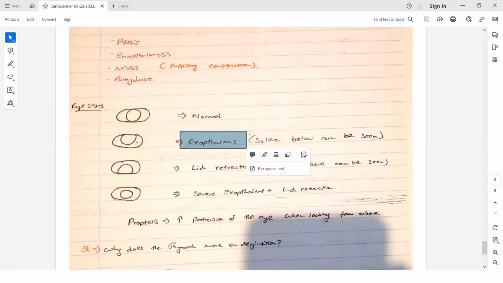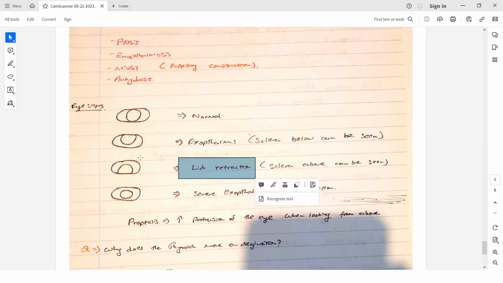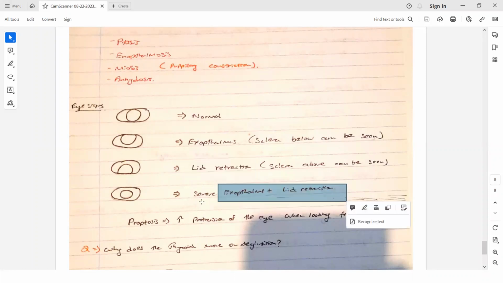Exophthalmos is when you can see the sclera below the pupil. Lid retraction means when the sclera above can be seen. Basically, you get the patient to look straight, in a neutral position, not up or down. In that position, if you can see the sclera below, that is exophthalmos. Lid retraction is when you can see the sclera above the pupil.